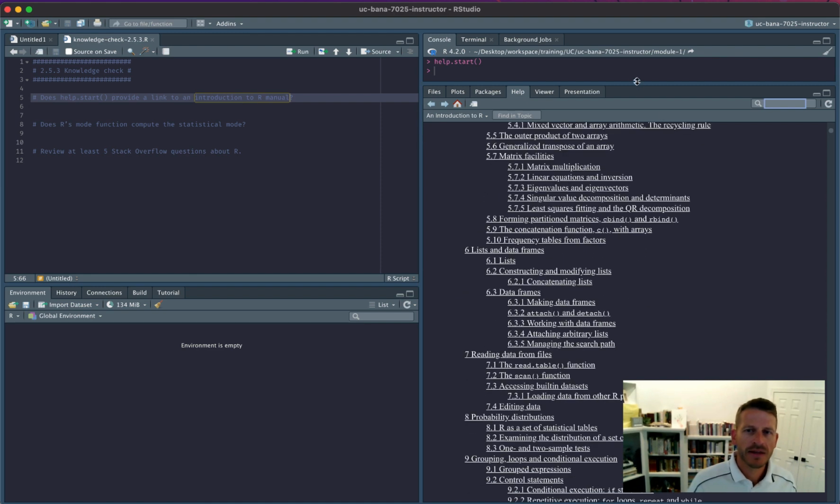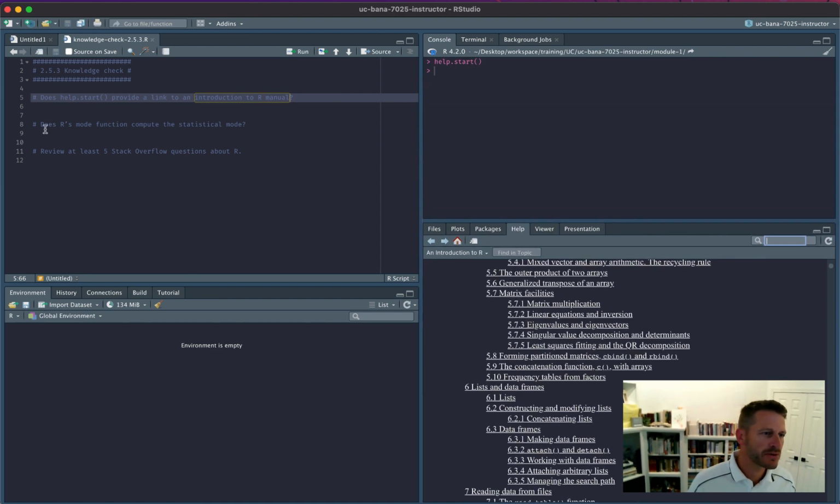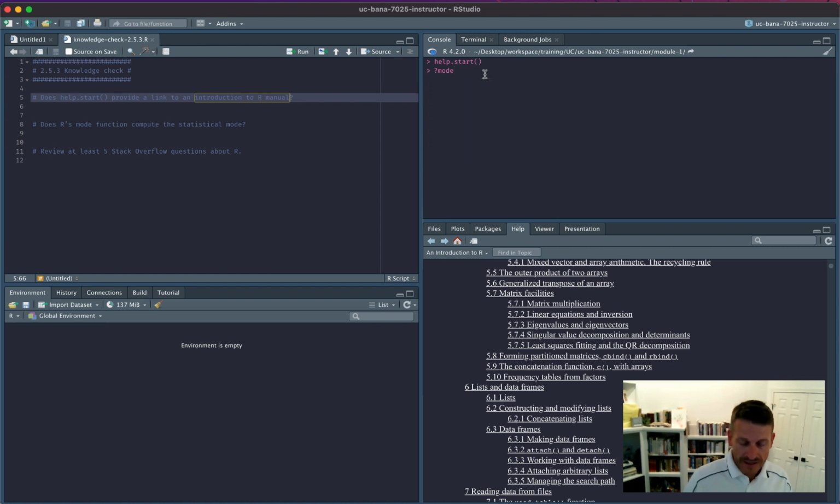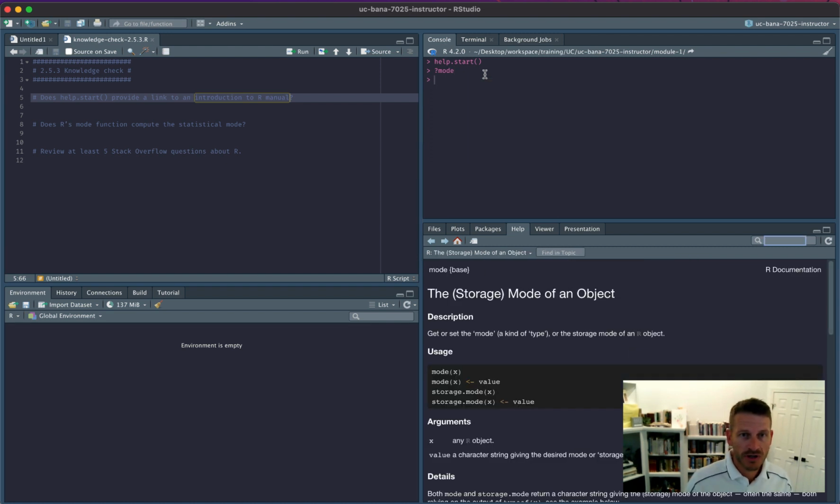All right. The next question was, does R's mode function compute the statistical mode? So the statistical mode, if you recall, is the most common observation, the most common value that we find in a series of values. So let's see if that's actually what R's mode does. And recall that if we do question mark and then the function that we're interested in looking into, it will provide some help information. So let's run question mark mode.